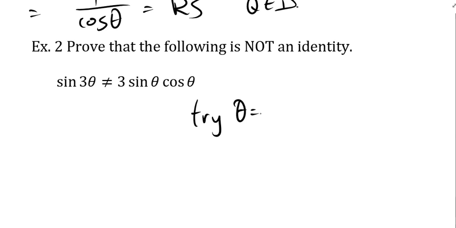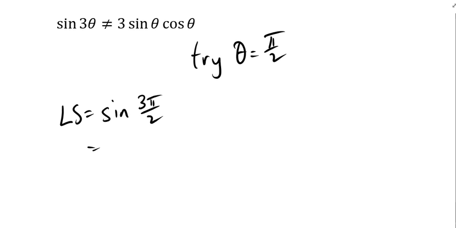And pi by 4 is a tricky one because sine and cos are the same there, so that's probably a bad idea. But how about pi by 2? They're very different at pi by 2. One of them is 1, one of them is 0. So sine of 3 pi by 2. What's the sine of 3 pi by 2? Using the graph, negative 1.